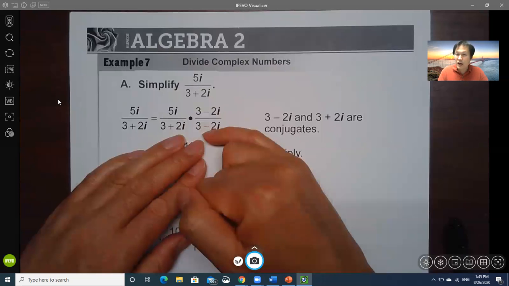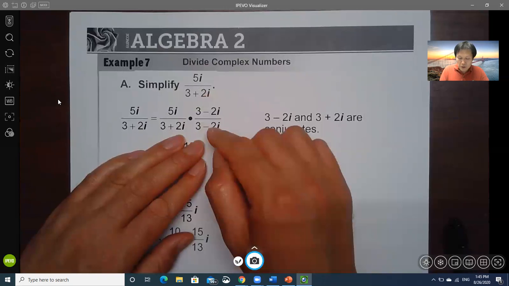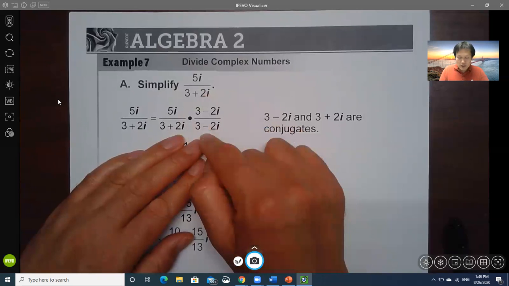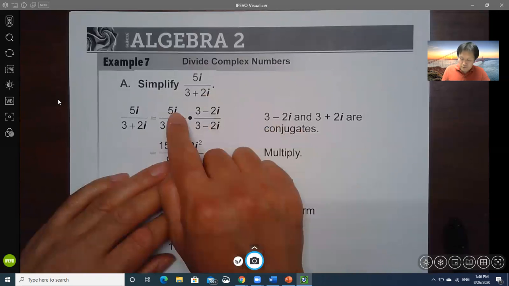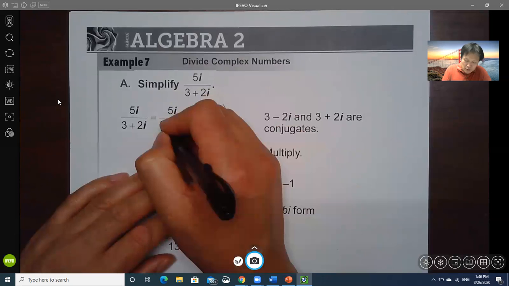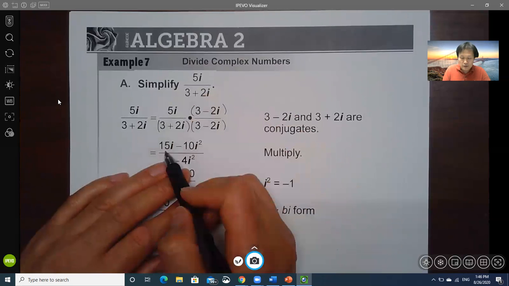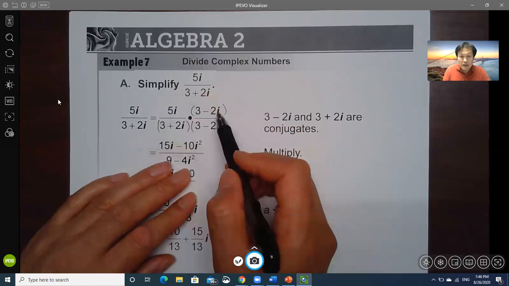You might say, why are we doing this? Well, just hold on that question. So once you multiply by this complex conjugate, numerator, you're distributing. So basically you have this multiplying. So 5i times 3 is 15i. 5i times minus 2i is minus 10i squared.